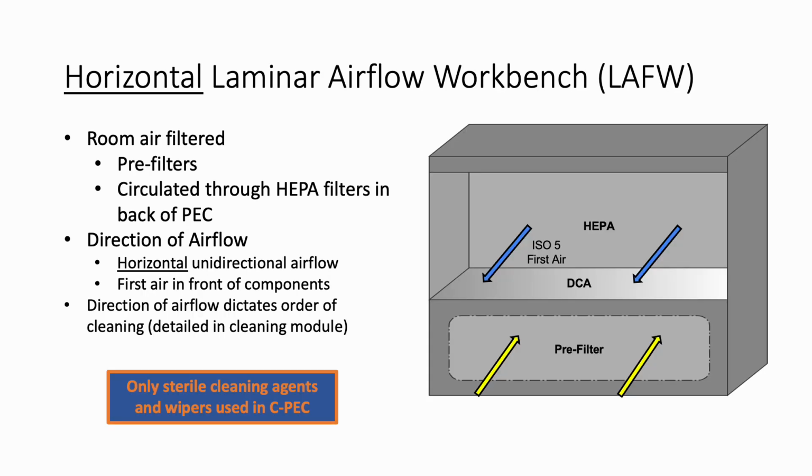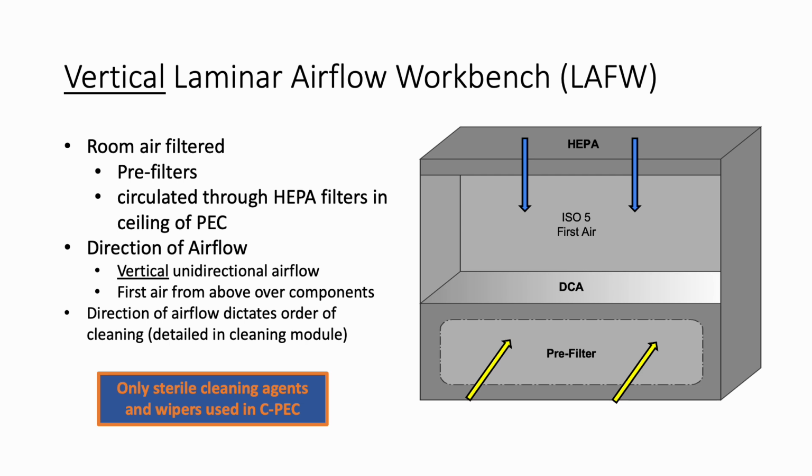First, we'll talk about horizontal laminar airflow workbenches. These are probably the more common type of workbench you'll see in sterile compounding. These LAFWs, these horizontal laminar airflow workbenches, take room air and draw it into a pre-filter that filters out large particles. Then it recirculates the air through the system and pushes it out through HEPA filters located in the back of the PEC that filter out particles of 0.3 microns or larger. The air coming out of these HEPA filters is known as first air. This is the air that you do not want to block.